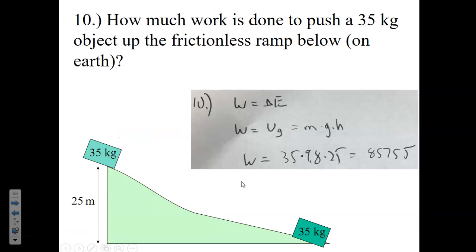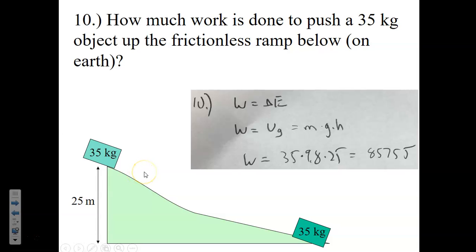Okay. How much work is done to push a 35 kilogram object up a frictionless ramp on Earth? Here we've got this windy ramp, and it changes the elevation. So we don't really know what the angle is of this, so we can't use a free body diagram because the angle changes. But we can use what we just learned about as far as energy goes. So if we want to figure out the work done, all we have to do is figure out how much energy the thing stored. Now it said it's frictionless, so we're not going to lose any energy.